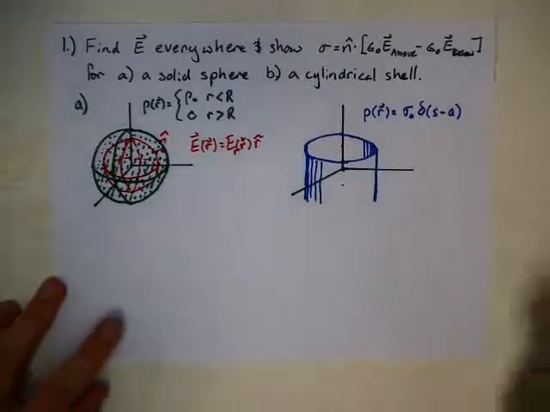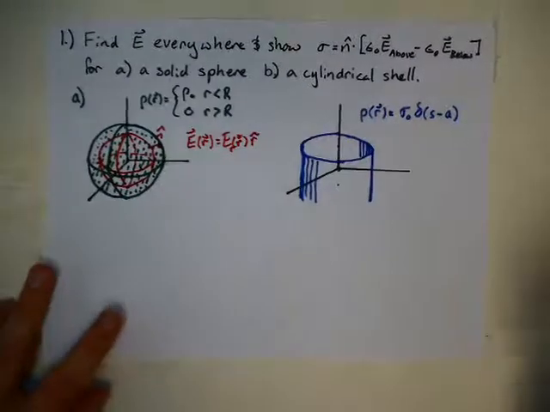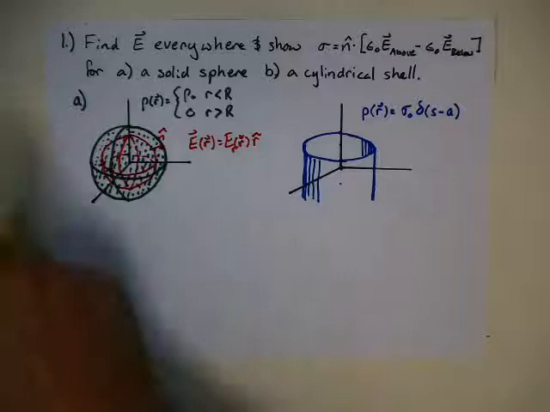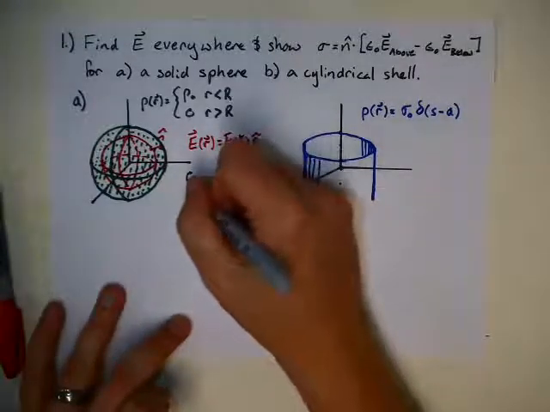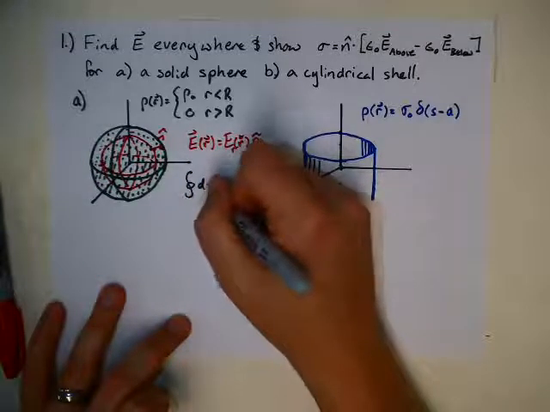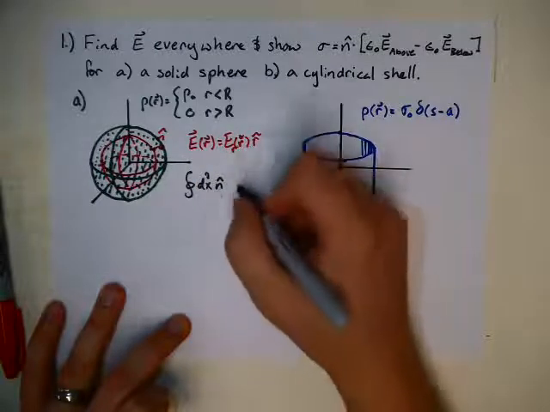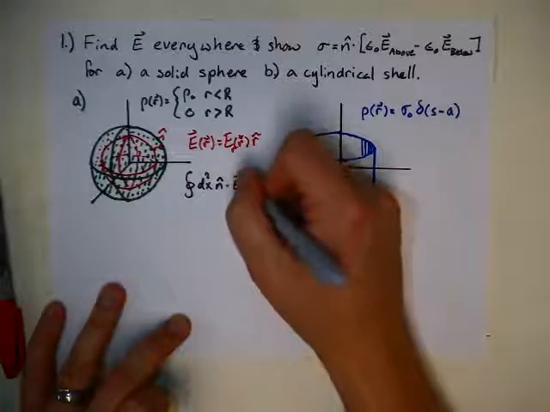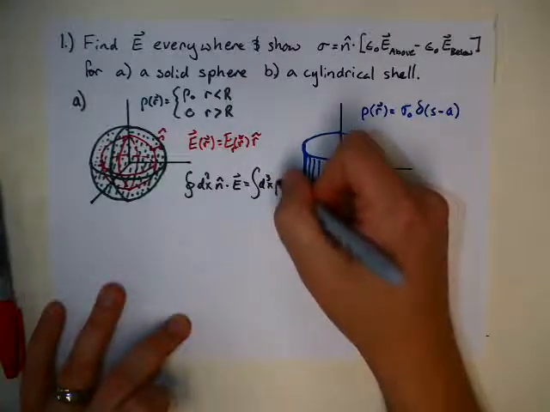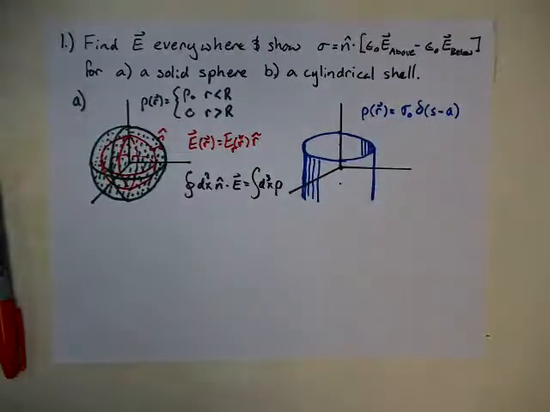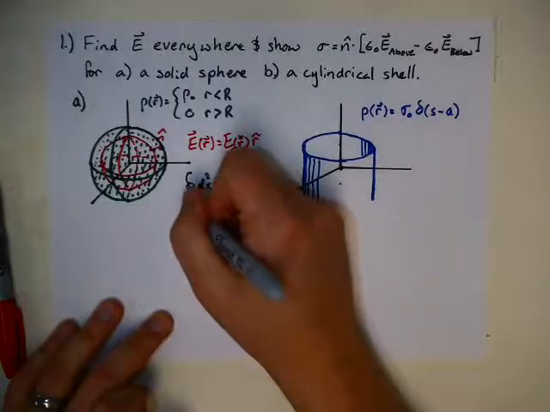Okay, so taking the integral form of Gauss's law, and this is true for both of these situations, the flux of the electric field through the surface, so integral d2x n hat dot electric field, is equal to the integral of the charge density over this volume, delta V.